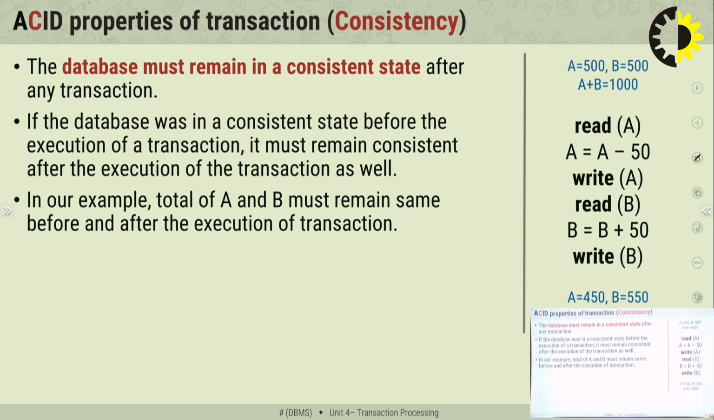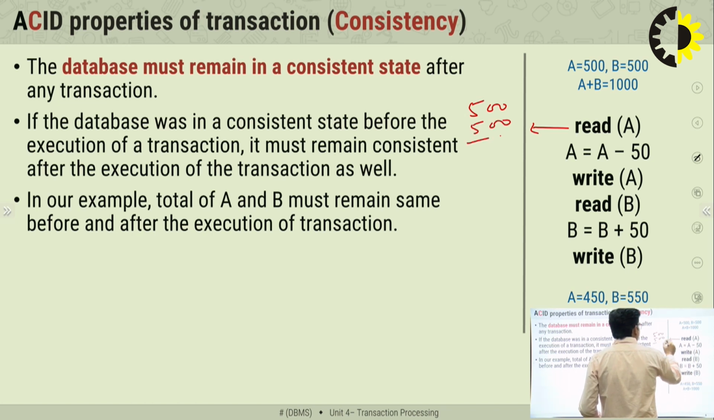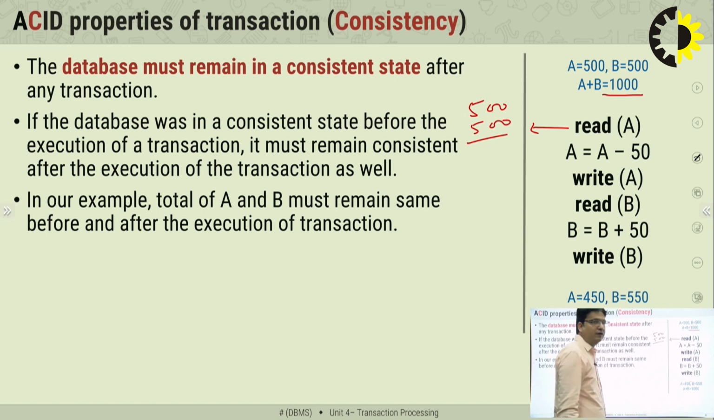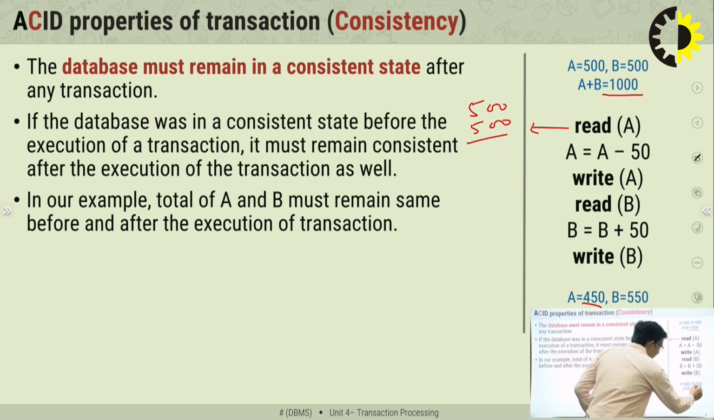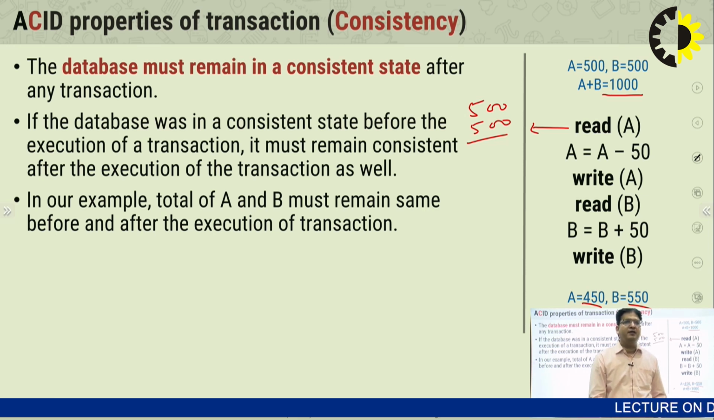Let us demonstrate it with the help of example. Suppose the initial value of B is 500 and A is also 500. So the total here it is shown is 1000 before the transaction. Now after the transaction is over, what is the value of A? It is 450. And what is the value of B? That is 550. So the total value is 1000. If the total value after the transaction remains same as it was before the transaction, we can say the property of consistency has been maintained by the transaction.